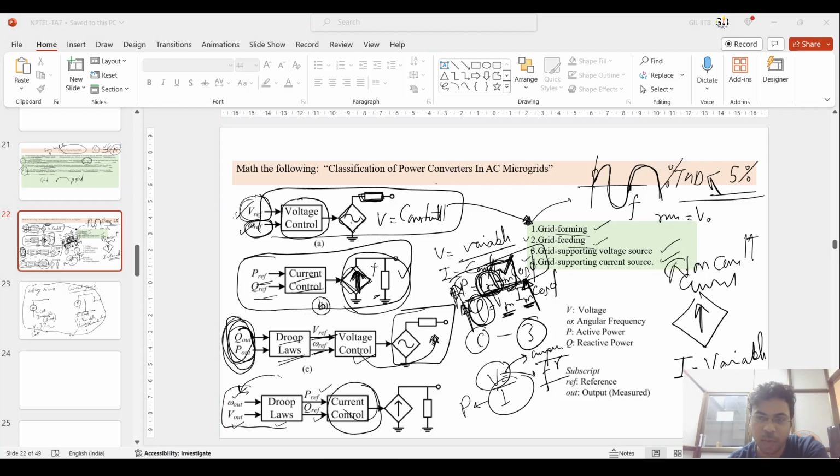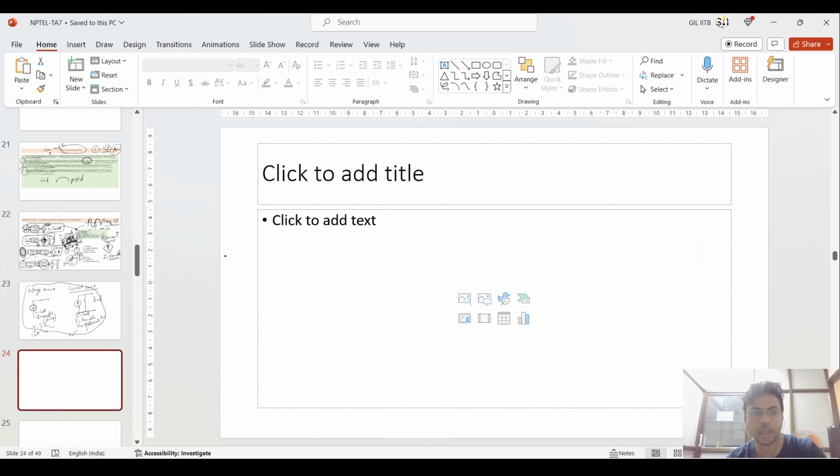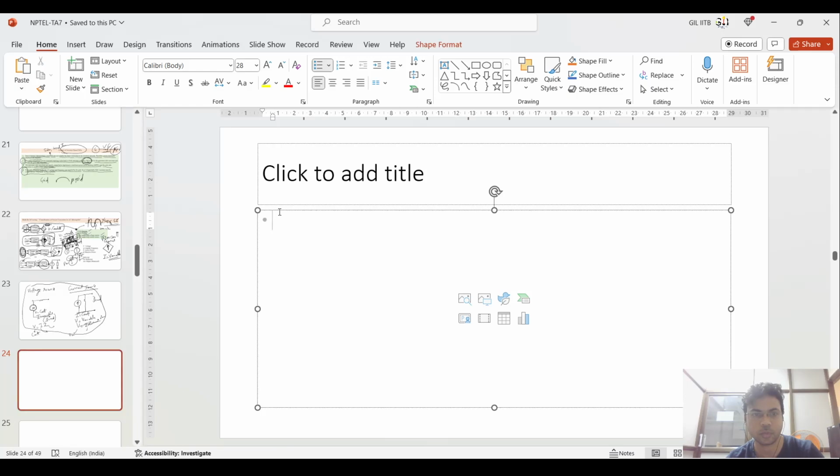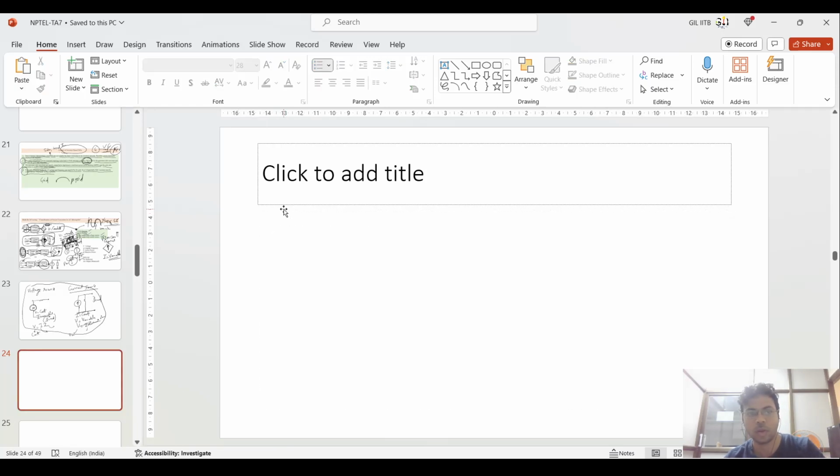So this kind of topology, okay, then you are asking please repeat. Okay, let me explain you further, taking this slide.